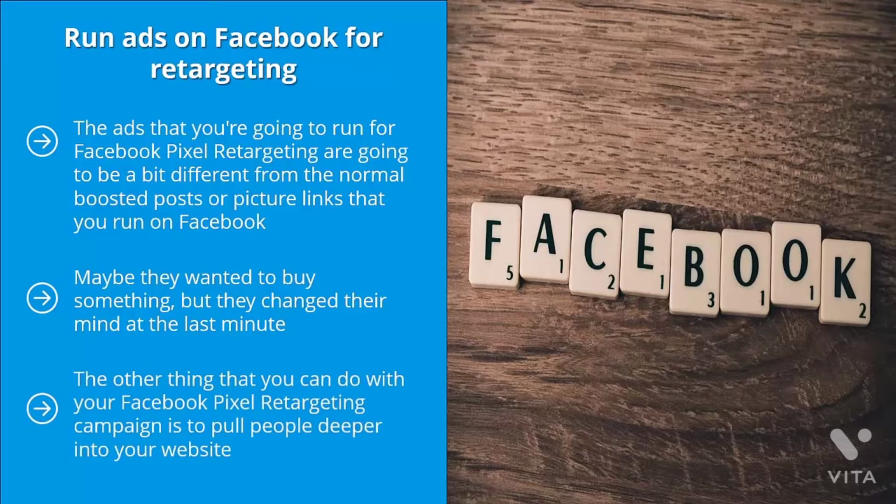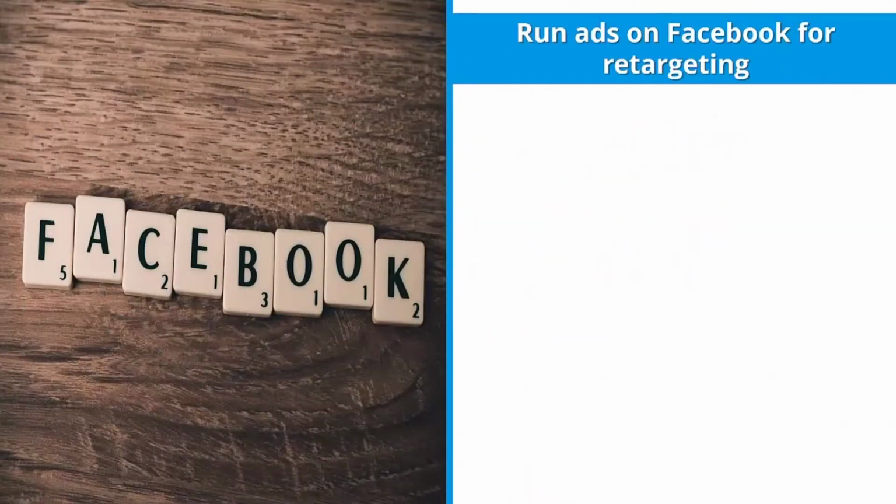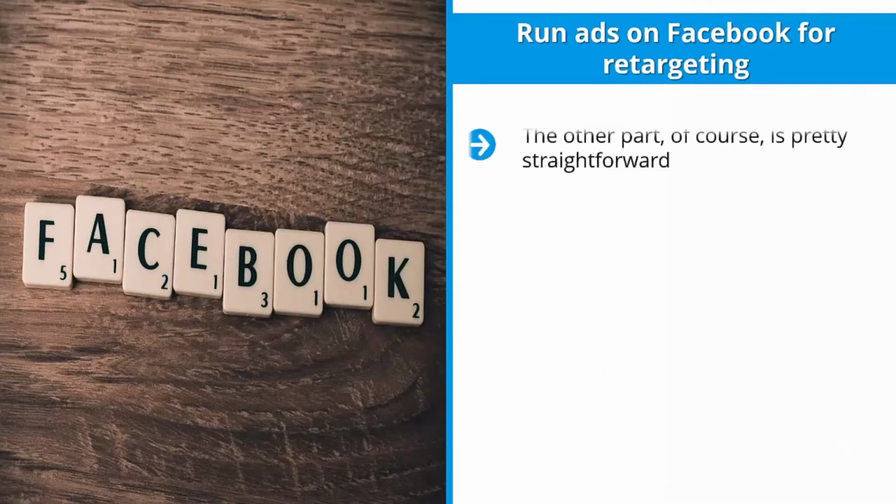The other thing that you can do with your Facebook Pixel retargeting campaign is to pull people deeper into your website. Usually, a website is composed of two parts. The first layer is the content layer, meaning you're trying to get people to know about the problem, like your particular solution, and eventually trust the solution enough so they can buy. The other part, of course, is pretty straightforward. It's all about buying. But there's a complication. A lot of people would go through the content layers, but they never make it through to the actual buying part. They never make it to your conversion page.